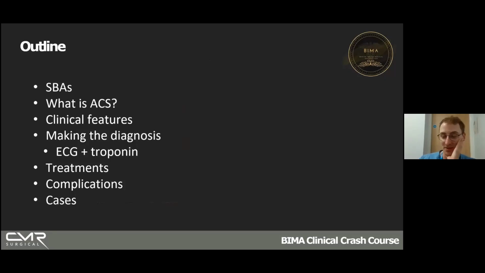So let's just start with what we're going to go through today. We're going to start with a couple of SBAs just to see what we know and what we're going to go over in the talk. Then go through what ACS actually is, how to spot it and with which tests, how to treat it, what might go wrong, and then finish off with some cases which hopefully can reinforce what we've learned.